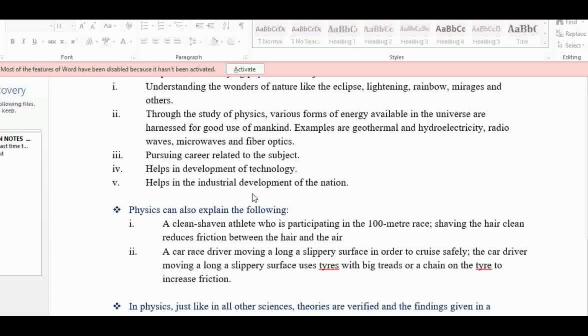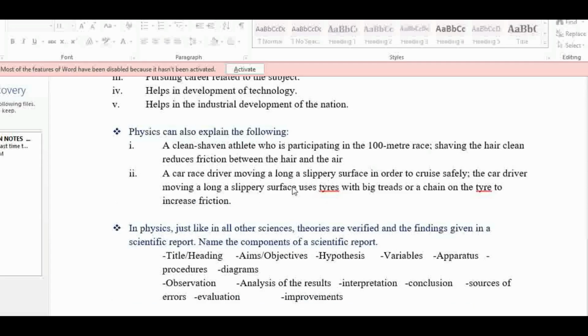Then lastly, it also helps industrial development of the nation. Through the study of physics, you'll find that most of our industries are able to use machines that fasten the work and also is cost effective as compared to the human labor. So physics has really contributed a lot, and that's why the government is really so much concerned with those who are studying sciences and even mathematics, because these are some of the things that contribute towards the development of the nation.